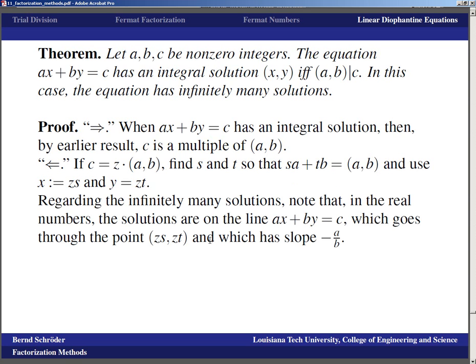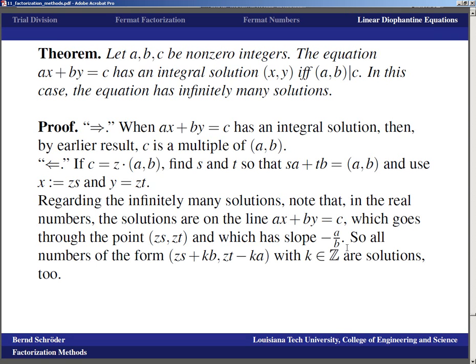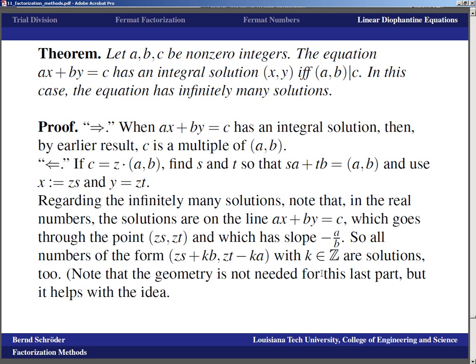Regarding the infinitely many solutions, we just note that in the real numbers, the solutions are on the line ax plus by equals c, which goes through the point (zs, zt), as we have seen, and which has slope negative a over b, which is a rational slope, and that means all points of the form (zs plus kb, zt minus ka). That's when you hit the next integer, right? When you have a slope negative a over b, if you take k times b steps in the x direction, you take negative k times a steps in the y direction, and you hit another integer. So with k an element of the integers, those are solutions too, and those are infinitely many.